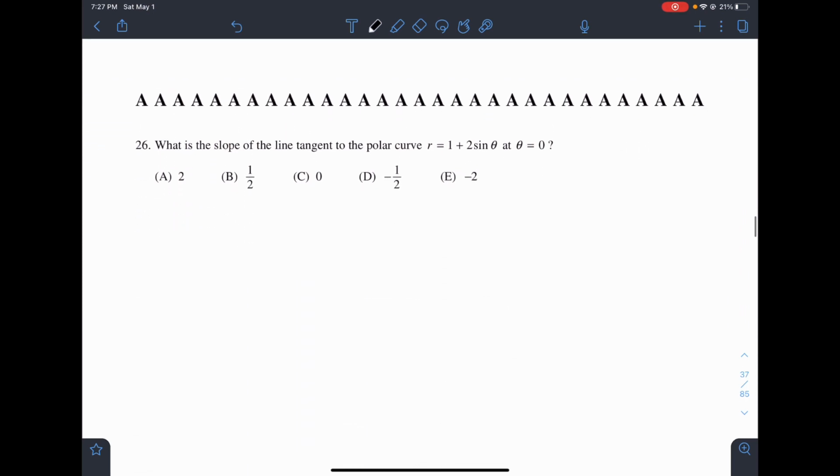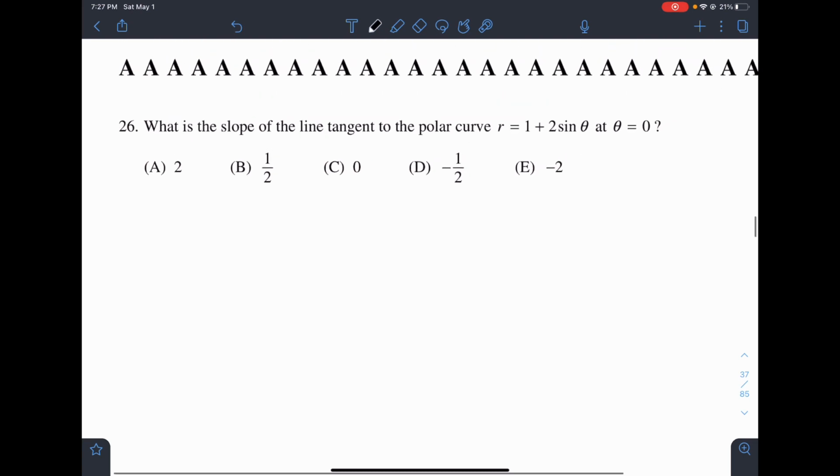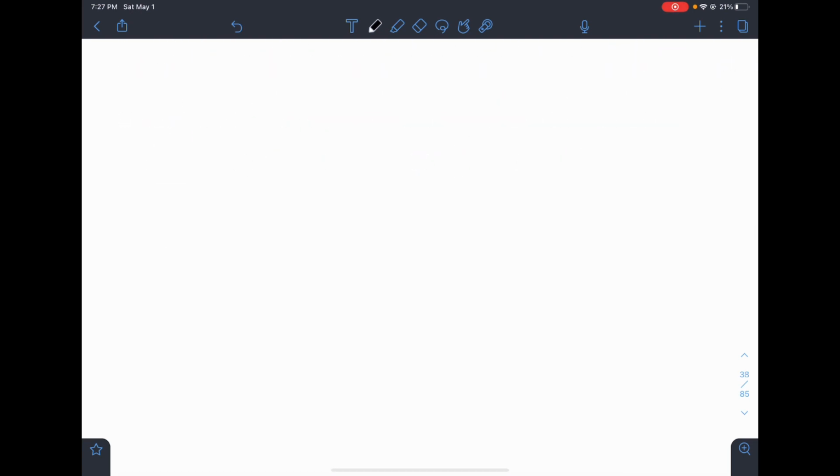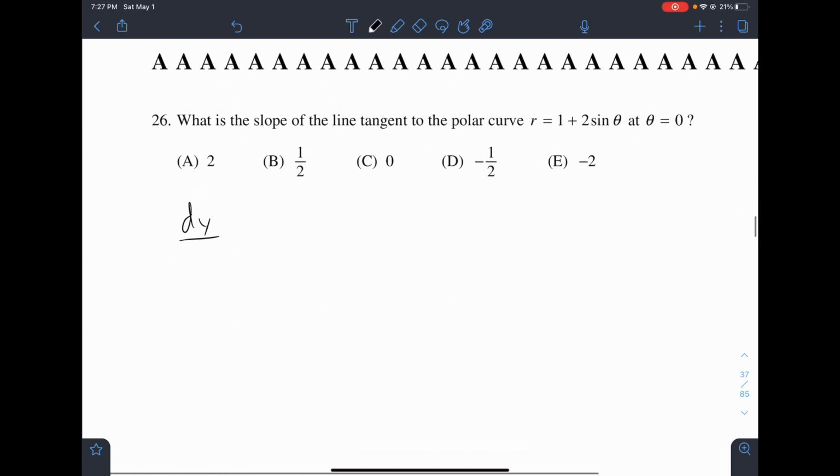Negative 26. This is a polar question. What we want to find here is the slope of the line tangent. So we want to find dy/dx at theta equals 0. How we're going to do that is we're going to use the formula for a polar derivative.